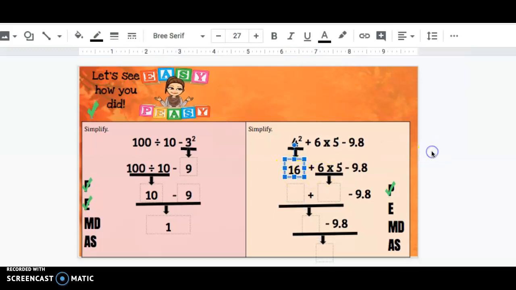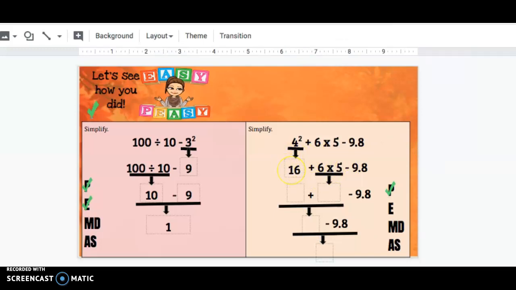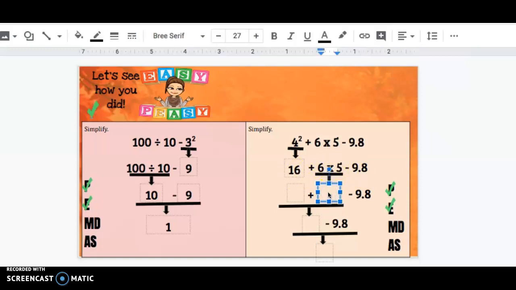4 times 4 is 16. So I have 16. Now, if you didn't know that, use your multiplication chart. So now my new problem is 16 plus 6 times 5 minus 9.8. So I'm looking for more exponents there. I don't see any, so I am done with exponents. I move on to multiplication and division. I'm looking for multiplication or division, and I see multiplication. So now I got to do 6 times 5. 6 times 5 is 30.